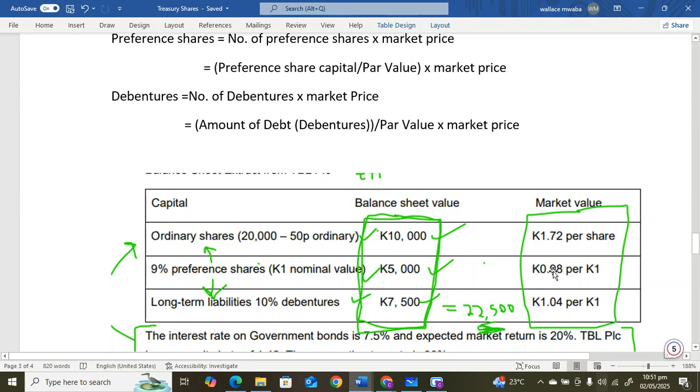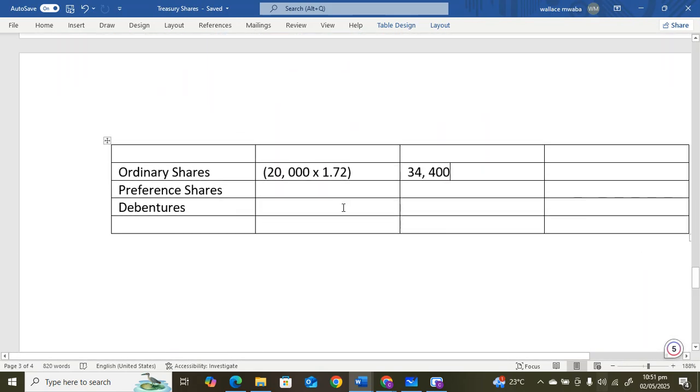Okay, so 0.98 times 5,000, we get 4,900. Okay, and that's the preference share capital.